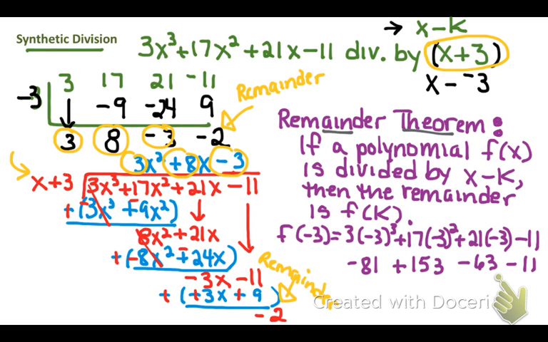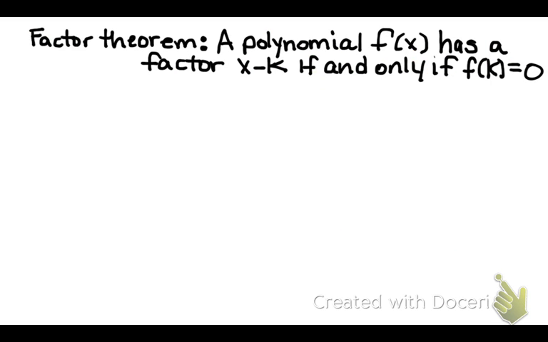The remainder theorem states that if a polynomial f of x is divided by x minus k, then the remainder is f of k. So what that means is if I take the -3 from the synthetic division and sub it back into the dividend, which I did here, the result will be the remainder, and in this case it was -2. The factor theorem states that a polynomial f of x has a factor x minus k if and only if f of k equals 0.